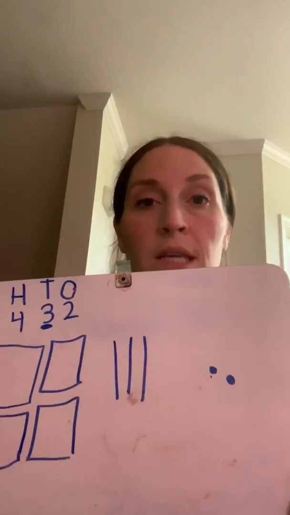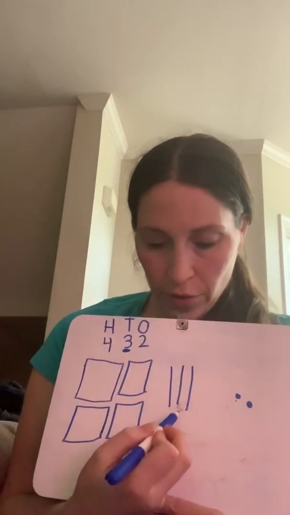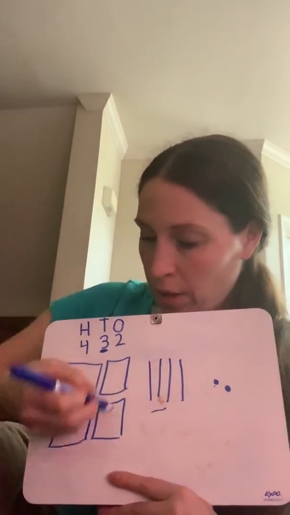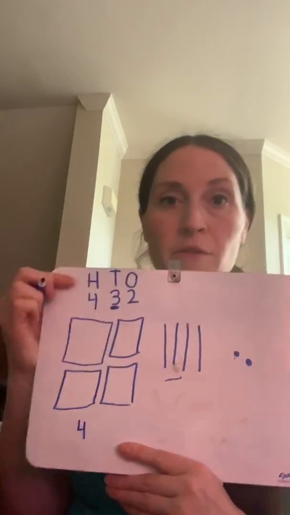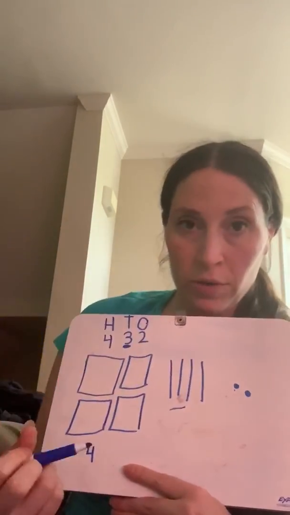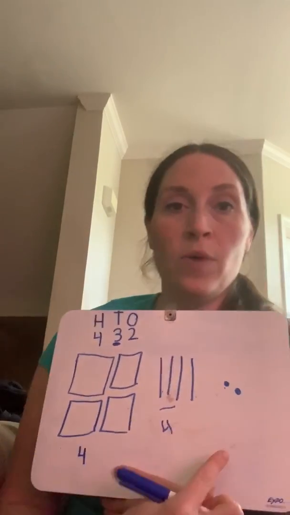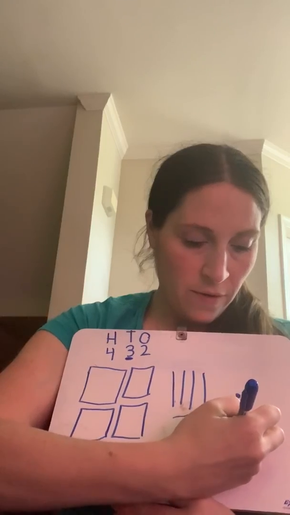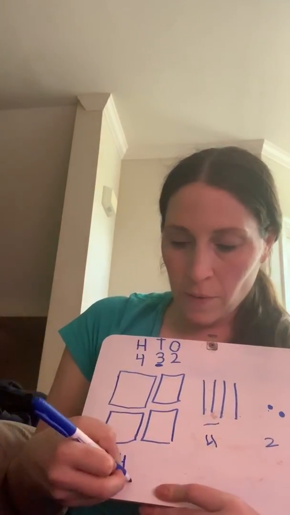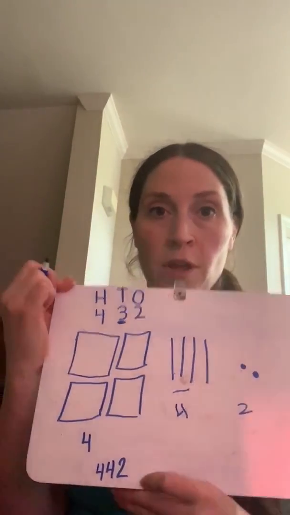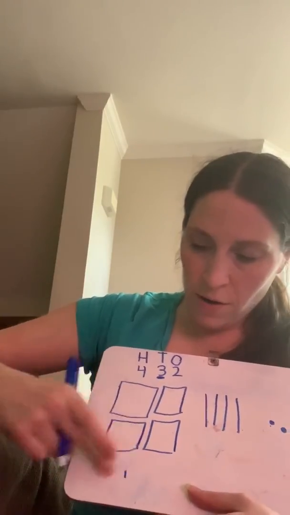Okay, so if you're doing 10 more, we're going to come over to our 10 sticks and we're going to just draw 1 more. That's 10 more. So now if we look at our number, we kept our hundreds the same, so it's still 4. We added 1 more to our 10, so now we have 1, 2, 3, 4. And we kept our ones the same, so we still have 2. So our new number would be 442.